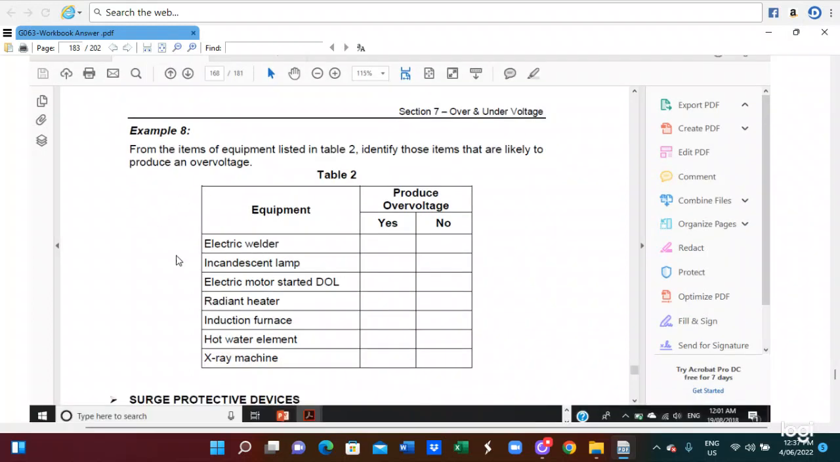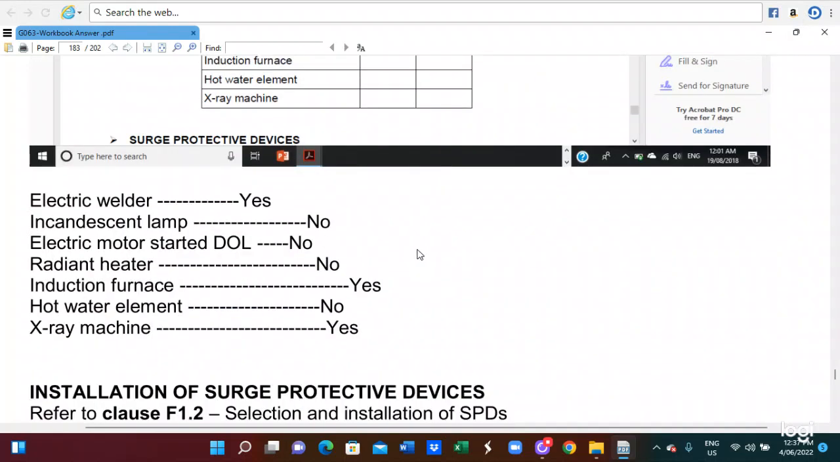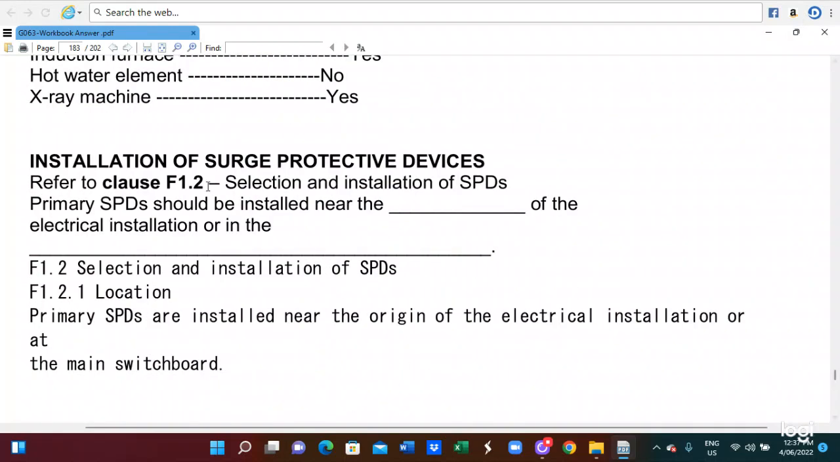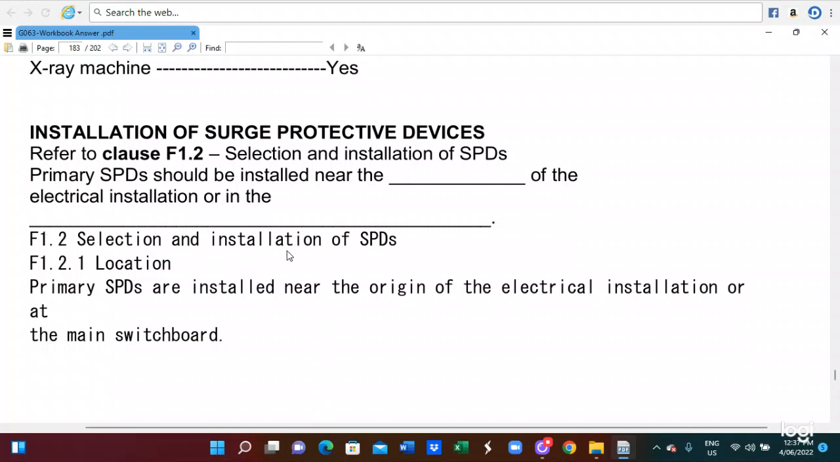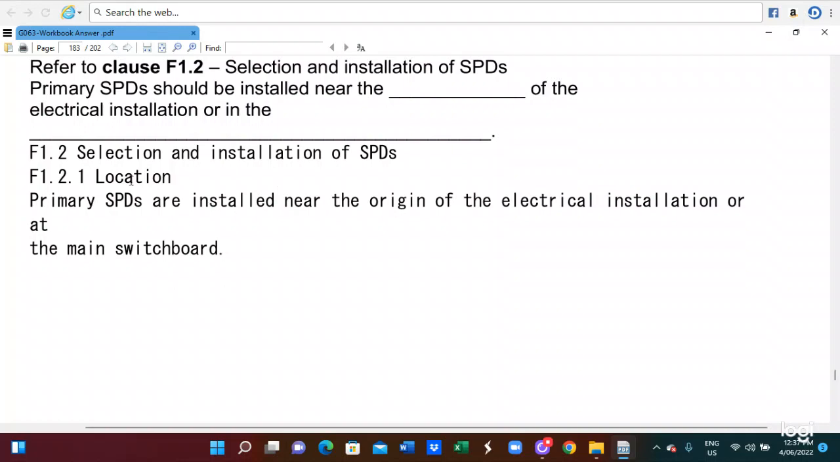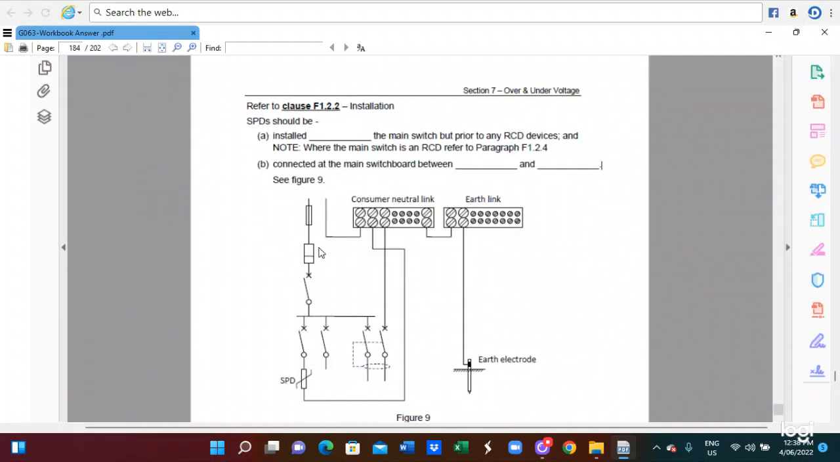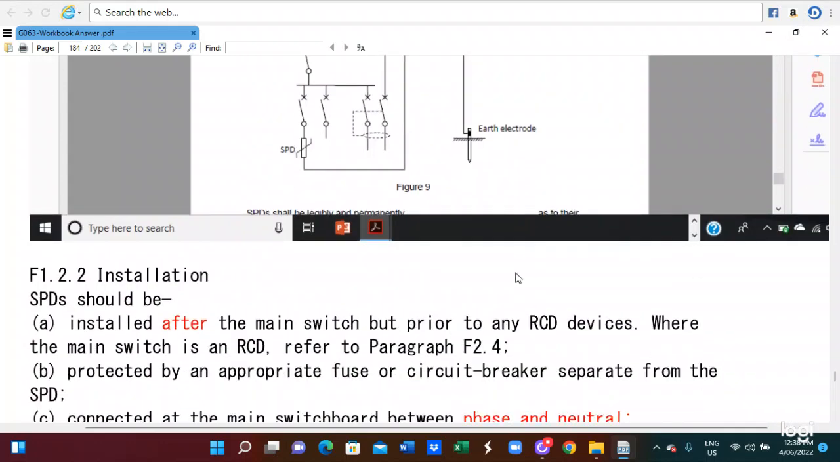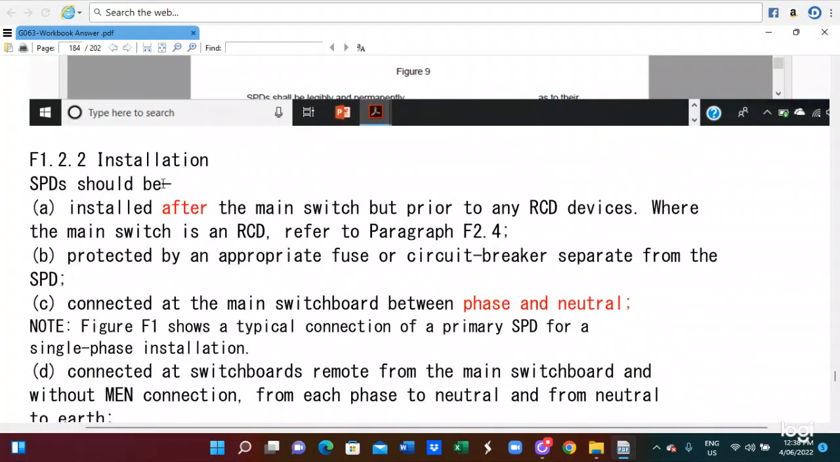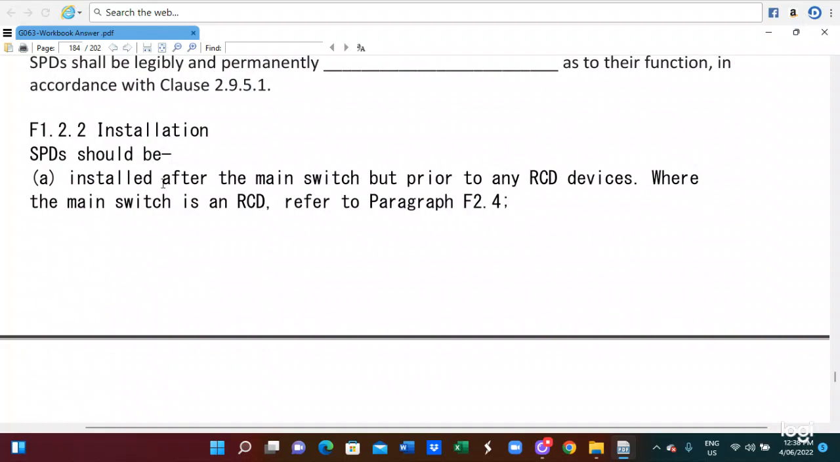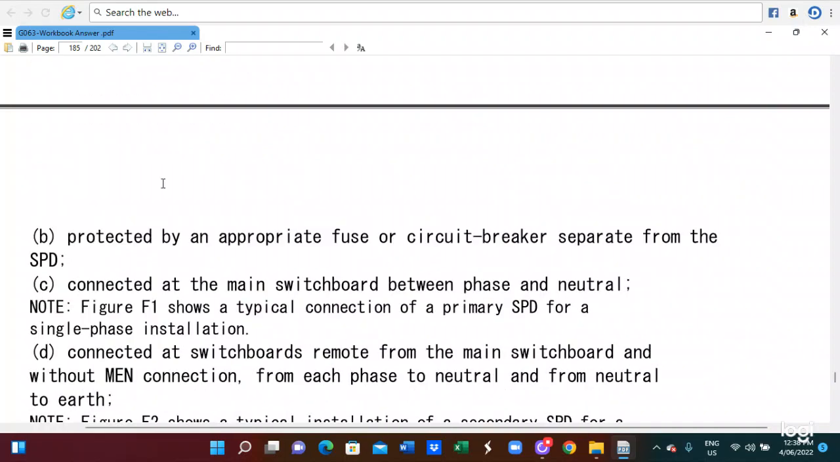Which items can produce an overbody? So page 183, this is the answer here. Installation of surge protection method, we see clause F1.2, selection and installation of SPD. So this is AS/NZS 3000 F1.2. And also you read this connection diagram. So this is F1.2.2 connection. So this is the installation method.